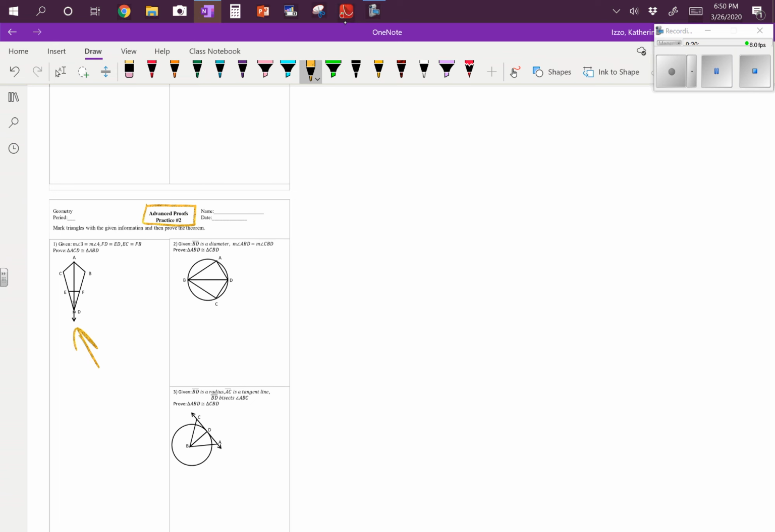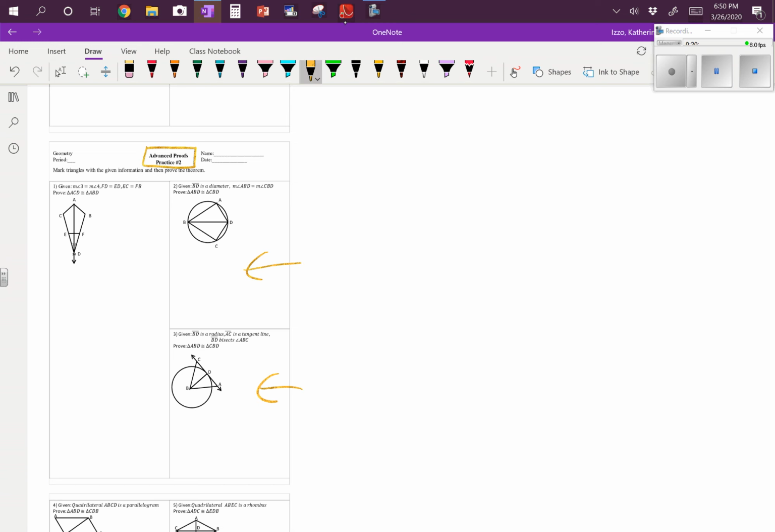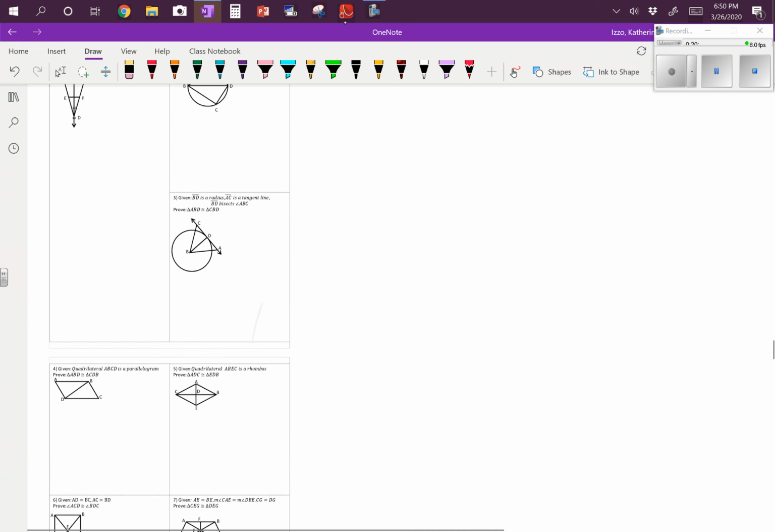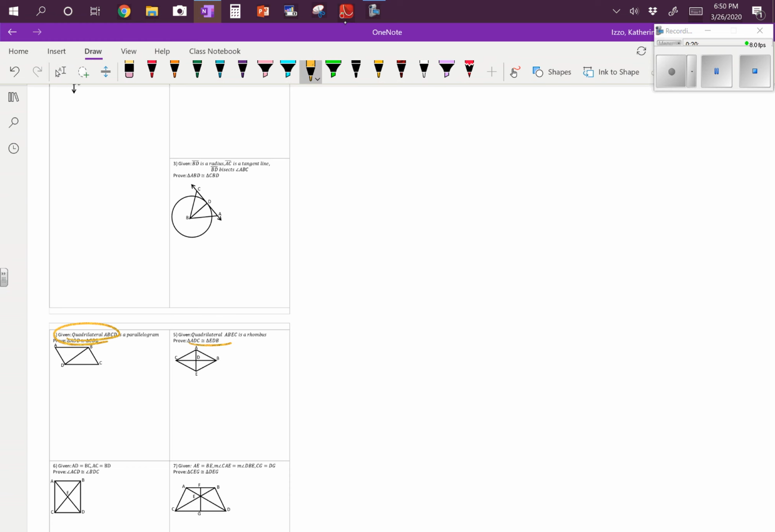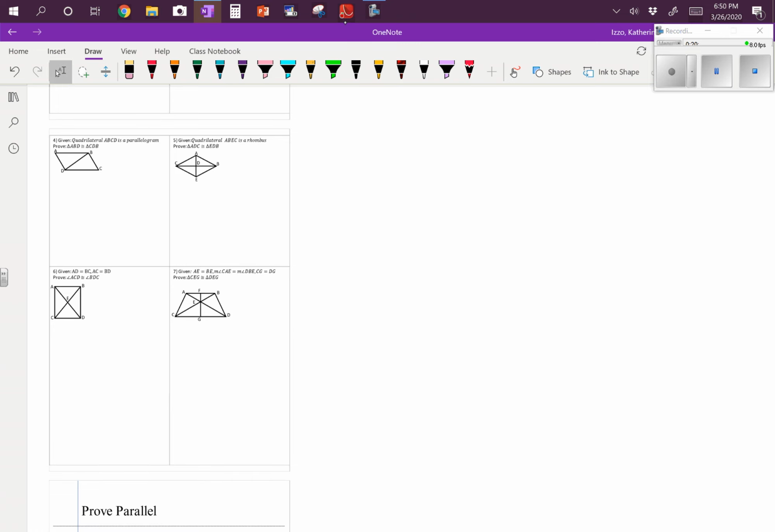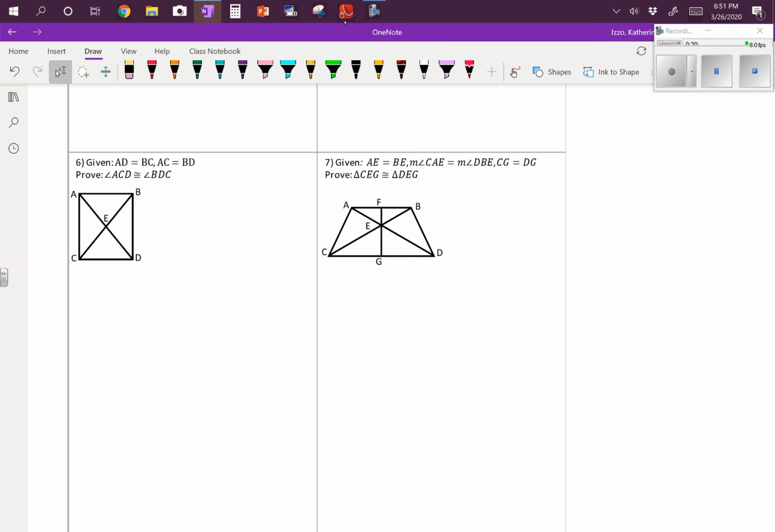Notice, it goes back to linear pairs, side addition, that kind of stuff. We've got some circle geometry proofs in here. We've got some quadrilateral proofs. And then for 6 and 7, these are going to be CPCTC. These are just try and find 2 triangles so that you can get 2 angles out of it. But this one's special. For this one, you have to find 2 triangles to get 2 different triangles. See what you can do.